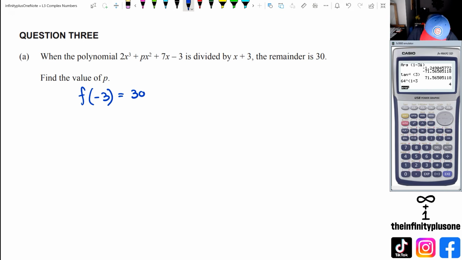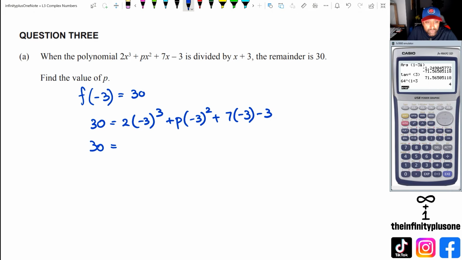So what we're going to do is put 30 equals 2 times negative 3 cubed plus p times negative 3 squared plus 7 times negative 3 minus 3. And so we're just going to do this fairly quickly with just the calculations here. So negative 3 cubed, that's negative 27, times 2 is negative 54, plus 9p, minus 21, minus 3.